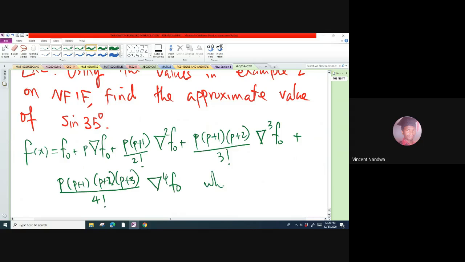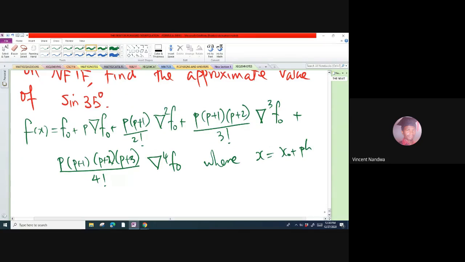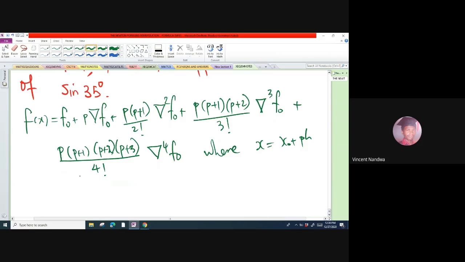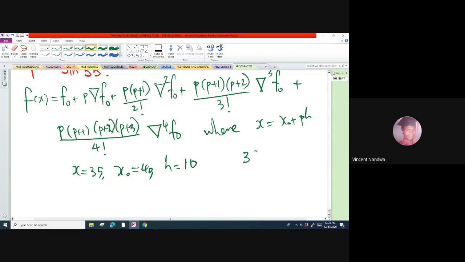And then, don't forget this, where x is x naught plus ph. Now our x naught from the table is 40. Our x is 35, so x is 35. X naught is 40, and the mesh spacing from that table is 10. So we have 35 equals 40 plus 10p. So minus 5 equals 10p. So p equals minus 0.5.